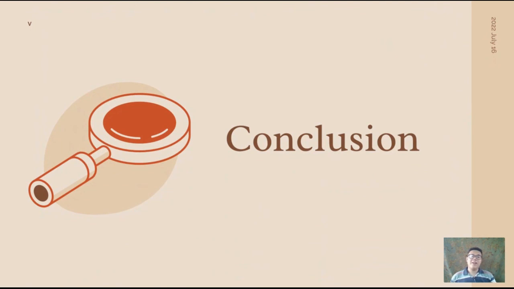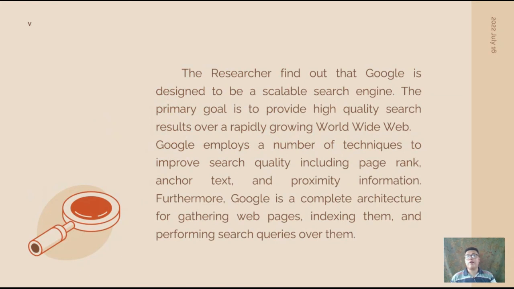For the conclusion of our topic, the researchers found that Google is designed to be a scalable search engine. The primary goal is to provide high quality search results over a rapidly growing World Wide Web. Google employs a number of techniques to improve search quality, including PageRank, anchor text, and proximity information. Furthermore, Google is a complete architecture for gathering web pages, indexing them, and performing search queries over them.